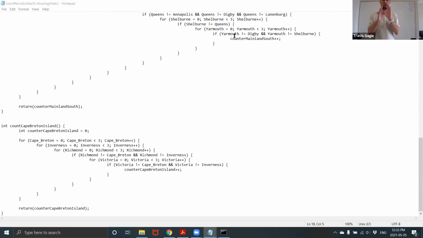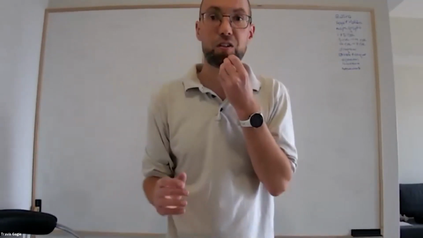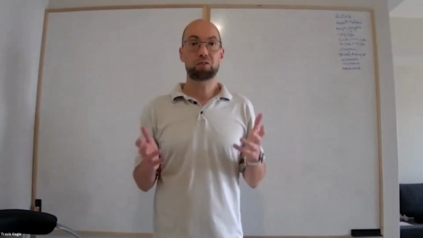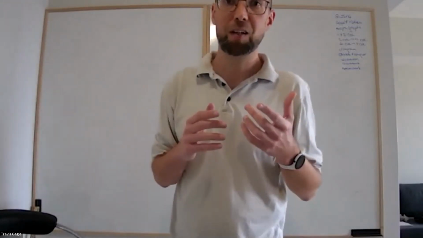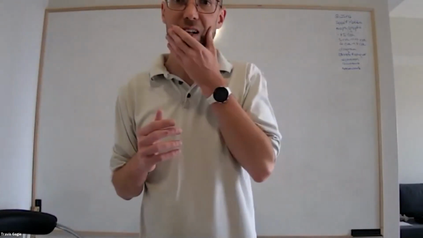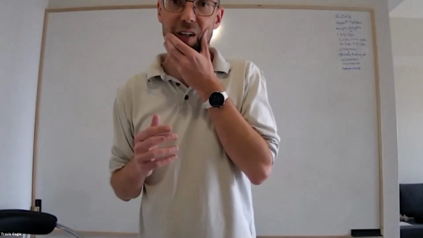Okay, I want people to think about this. I posted both of these little code snippets on Brightspace, but if they weren't there, could you write this yourself? I'm going to ask you to put up your hands. If I asked you to, could you count the colorings of Nova Scotia? So 3 people could do it with a little bit of thought.